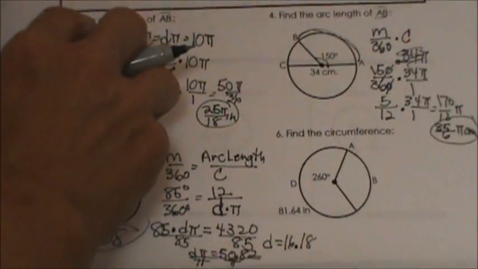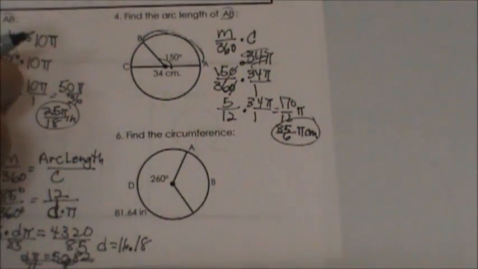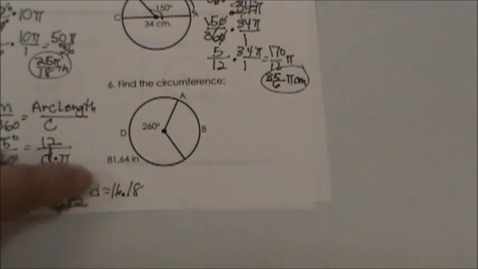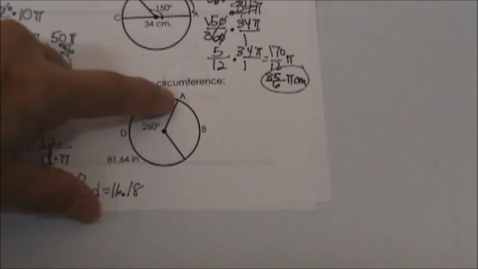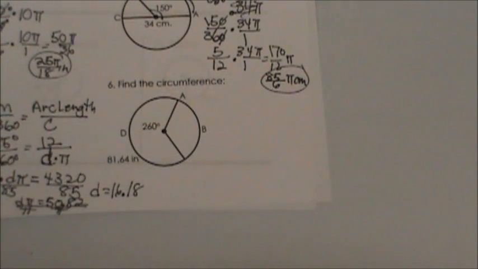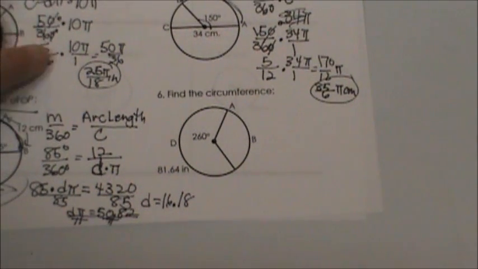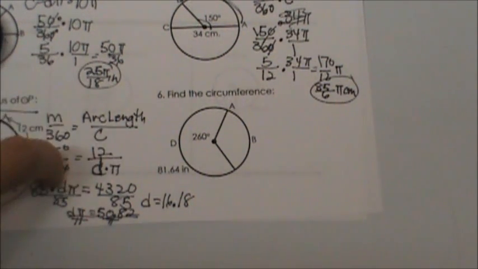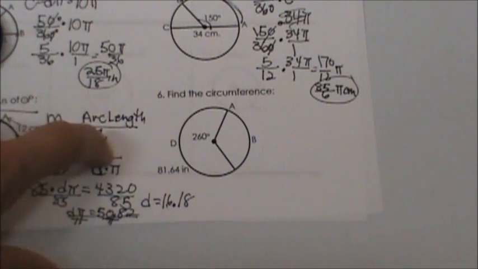Okay, so let's look at number 6. You can watch that problem again if you need to. But this one says find the circumference. We're given the arc length is 81.64. We're given this arc is 260. We got to find the circumference. Whew. Well, this is a backwards problem. So what did I say about backwards problems? Use these proportions. So we're going to do measure over 360 equals arc length over circumference.